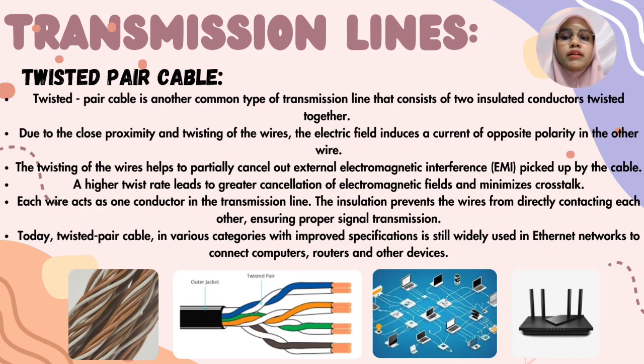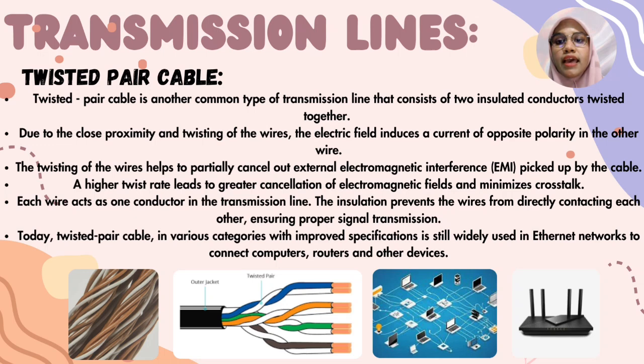The second example of transmission lines is the twisted pair cable. Twisted pair cable is another common type of transmission line that consists of two insulated conductors twisted together. Due to the close proximity and twisting of the wires, the electric field induces a current of opposite polarity in the other wire. The twisting of the wires helps to partially cancel out external electromagnetic interference (EMI) picked up by the cable. A higher twist rate leads to greater cancellation of electromagnetic fields and minimized crosstalk.